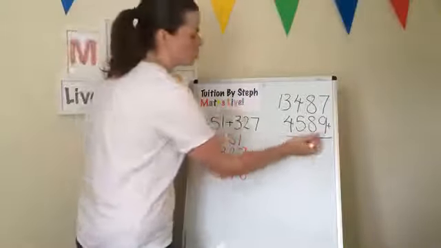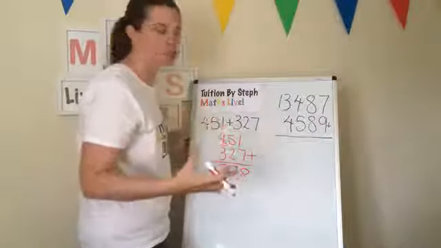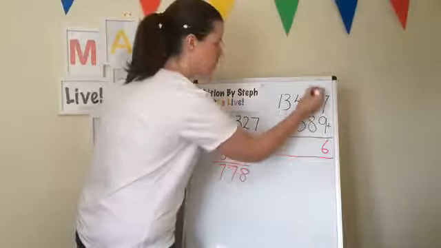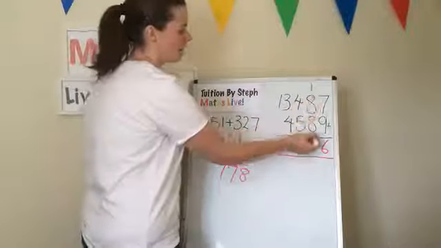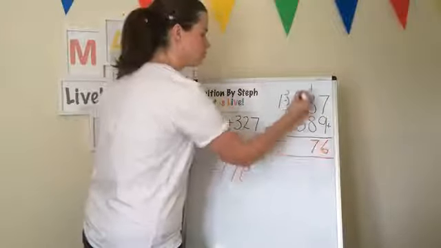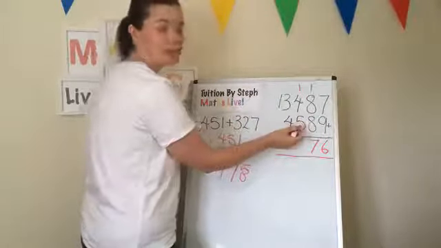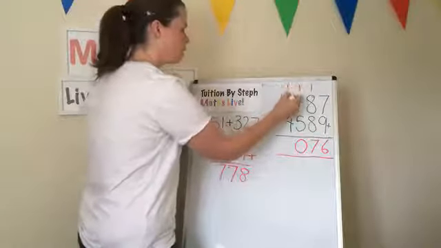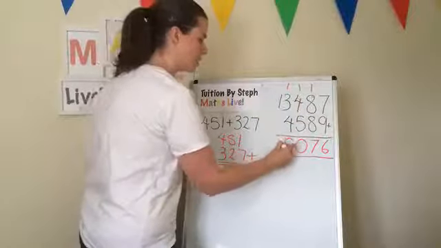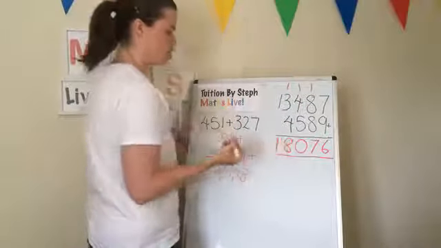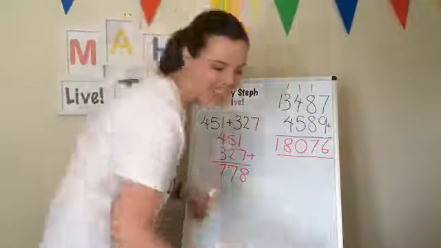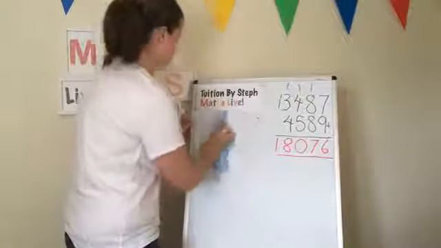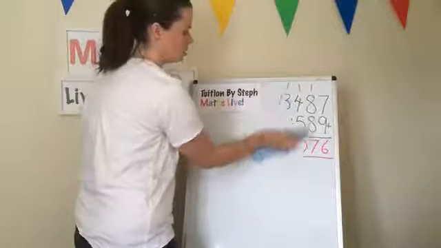Next one, 7 plus 9. Right, this is where the regrouping starts. So 7 plus 9 is 16. I'll put it on top. 2 plus 8 is 16, plus the 1 is 17. Okay. 4 plus 5 is 9, plus the 1 is 10. 3 plus 4 plus 1 is 8. And then you've got your 1 left over, which is 18,076. Well done. Now that second one required a lot of regrouping. So well done.